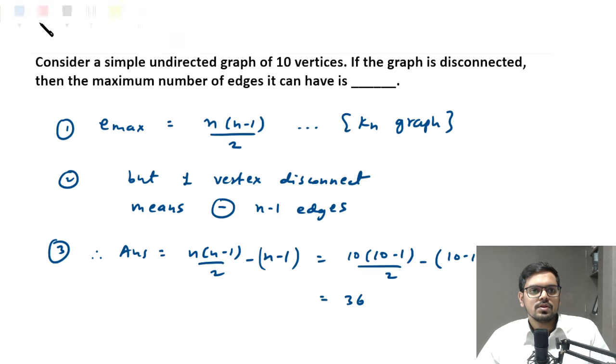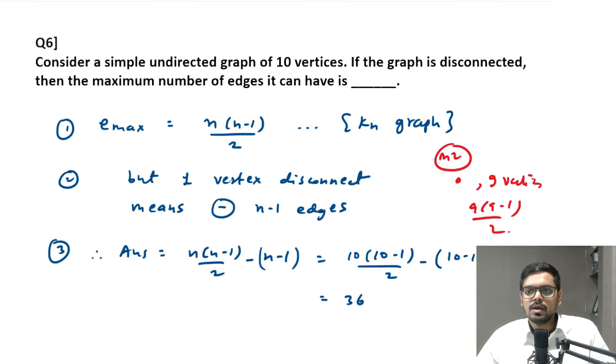Agreed? So there was one more way to solve this question. The method 2 was simply to say that 1 is isolated and 9 vertices are joined. So simply 9 into 9 minus 1 by 2 is the answer. Easy. That's it. So we are done for today. Thanks for watching the lecture.